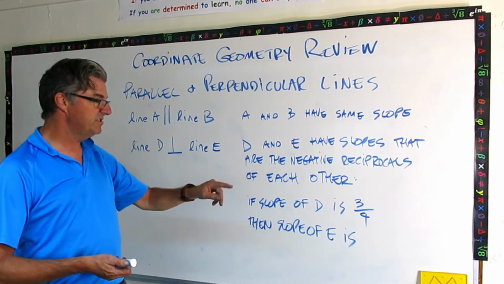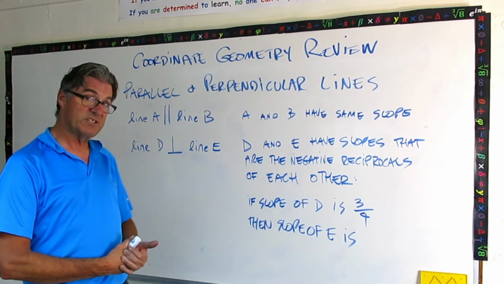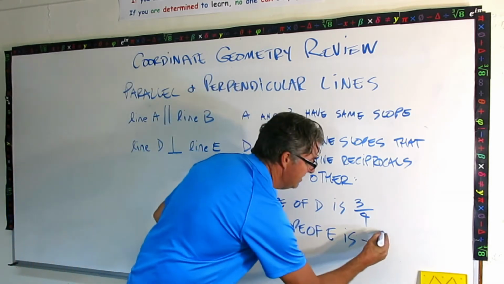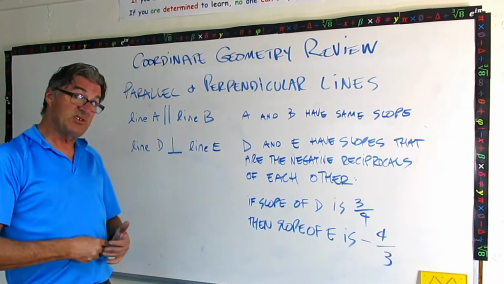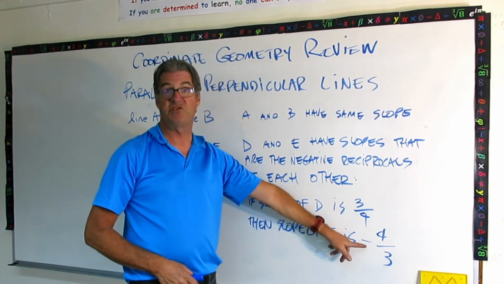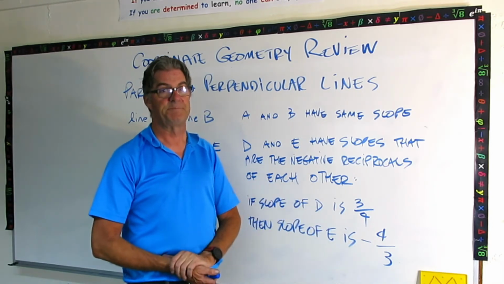If D is 3/4 and E has the slope that's the negative reciprocal of 3/4, what would that slope be? Okay, if you wrote negative 4 over 3, you were correct. What I see students do a lot is they remember to flip the fraction, but they forget to change its sign. And if you do that, you won't get all the points on the problem.